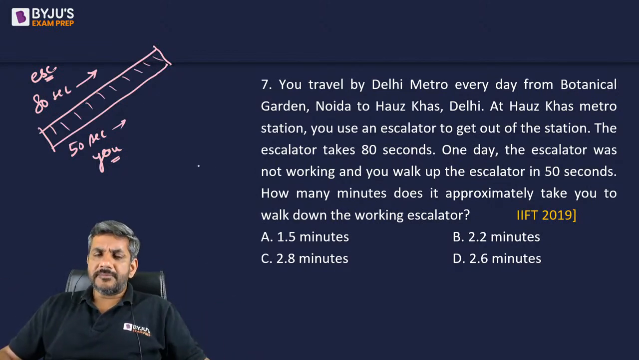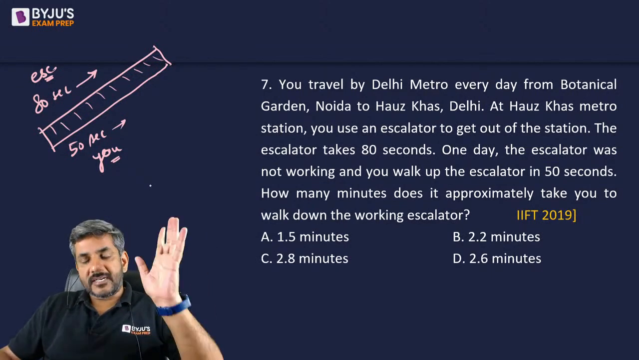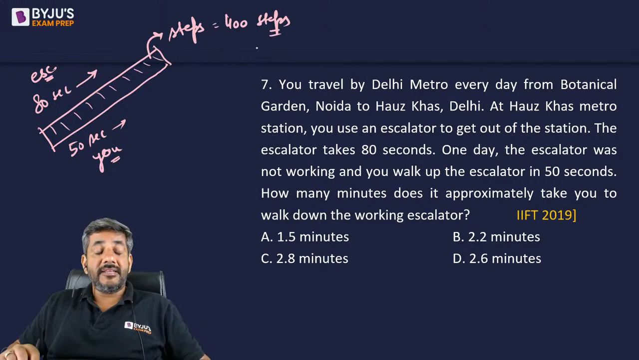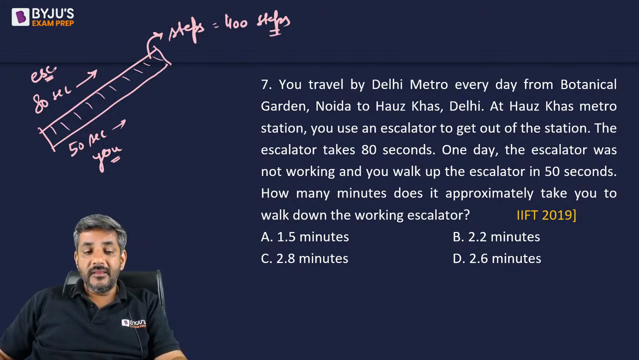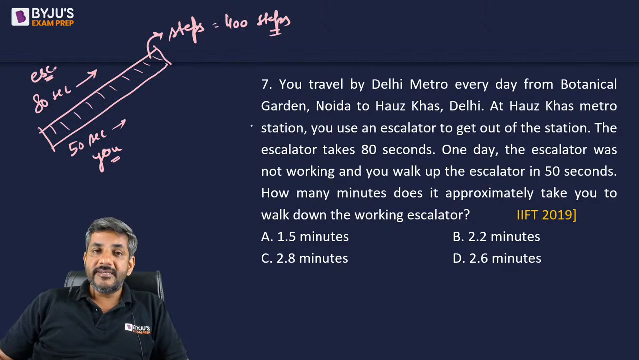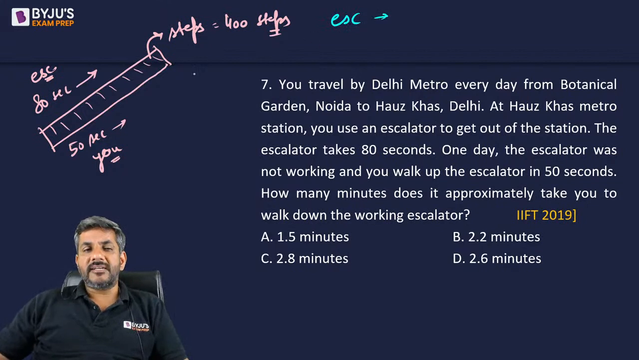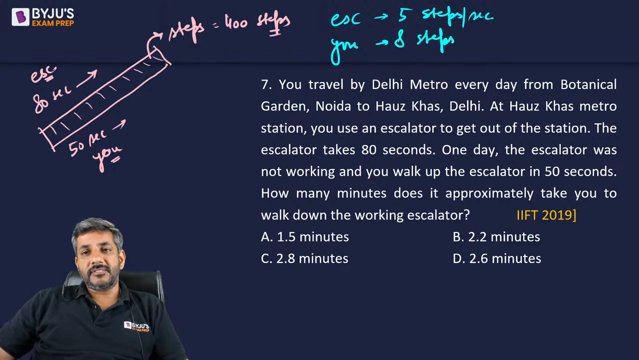Now we don't know the number of steps in the escalator, but we know that the escalator takes 80 seconds to reach the top. I alone take 50 seconds to reach the top. So can I assume the number of steps in the escalator to be a multiple of 80 and 50? Let us assume there are 400 steps in the escalator. Now, the escalator can move at a speed of 400 by 80, that is 5 steps per second. Whereas you can move at a speed of 400 by 50, that is 8 steps per second.